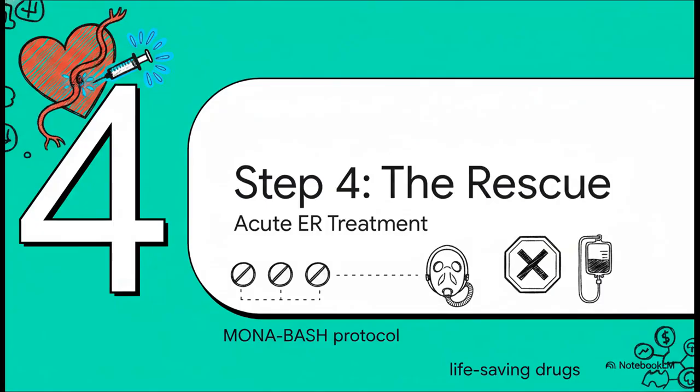We found the clot. What do we do now? Now we execute the rescue. Welcome to step 4. This is all about those first life-saving moves in the ER. We'll hit the Mona-Bash protocol, talk about aspirin, nitrates, and even the new rules on oxygen. To get the full deep dive on every single one of those acute drugs, you're going to Module 4.